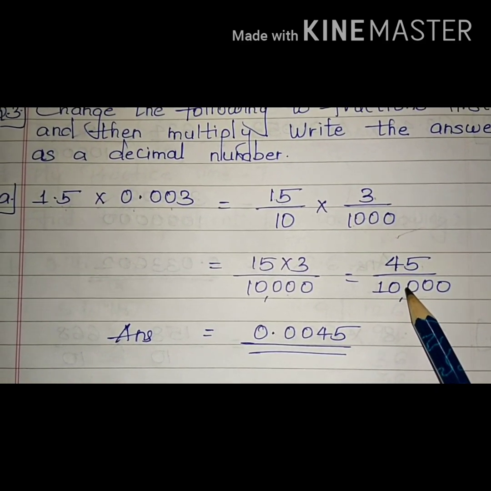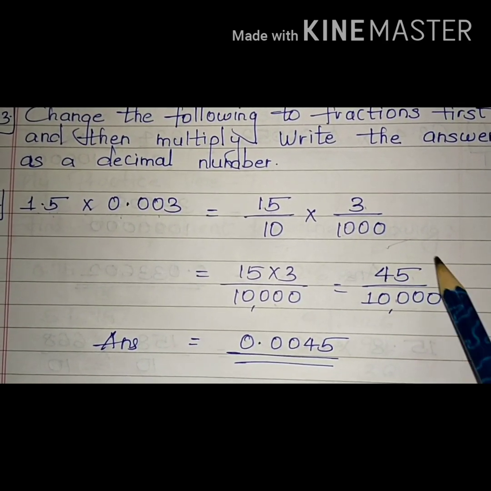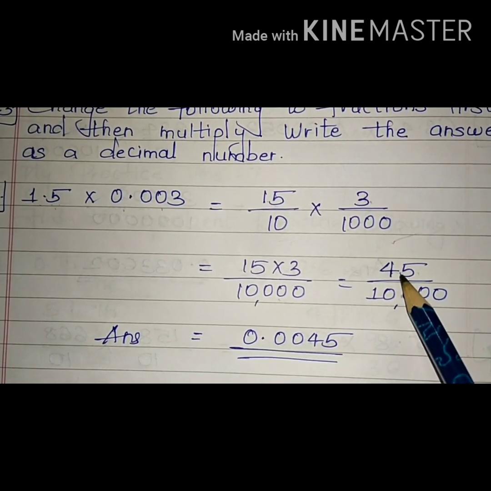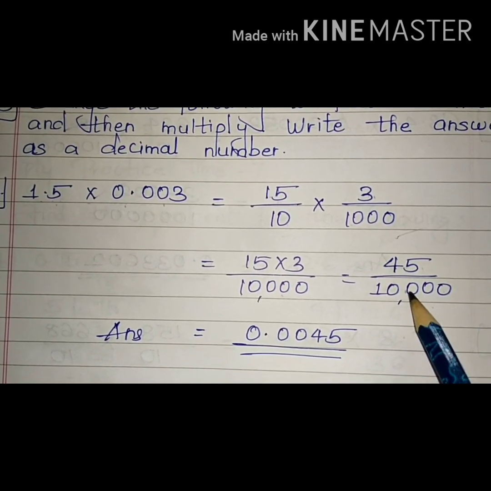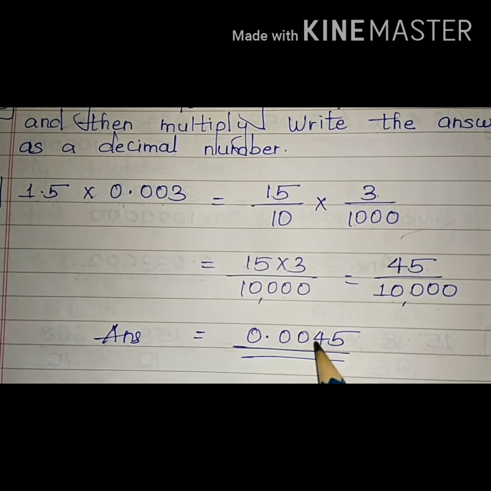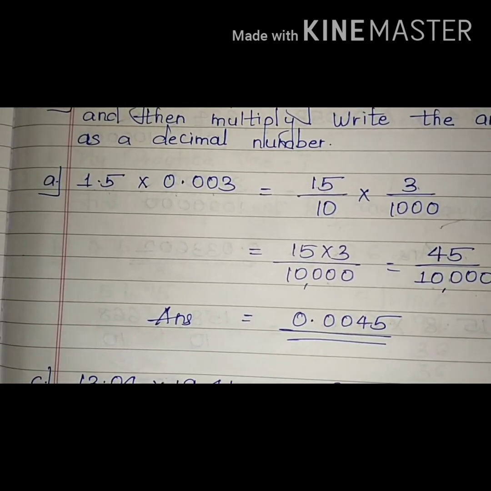Now it is very easy for me to give the decimal point. When I convert a fraction into a decimal, I have to give the decimal point after 4 digits from the right because I have 4 zeros in my denominator. So I get the answer as 0.0045.